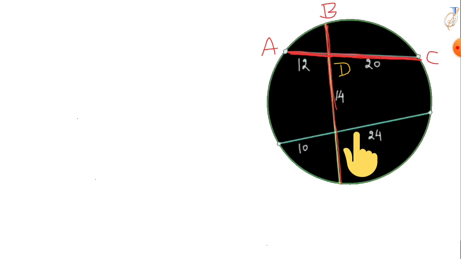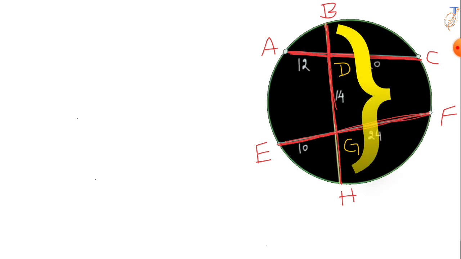Here we have another chord and this chord is intersecting this chord. So just name it, this is E, F, G, H. So EG length is 10, GF length is 24. Our goal is to find this chord length, that is BH length.